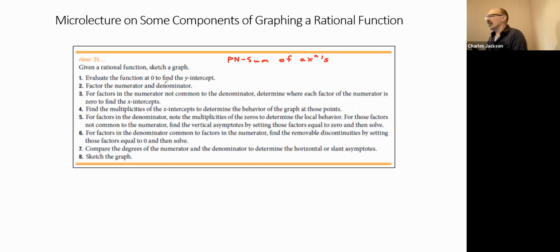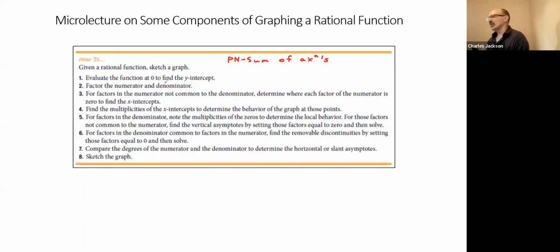Evaluate a function at 0 to find the y-intercept. So substitute 0, and the output is the y-intercept. Factor the numerator and denominator. So factoring kind of is important in these problems.